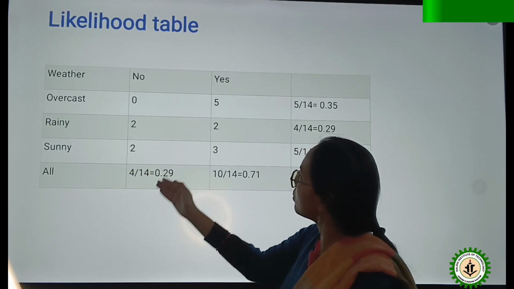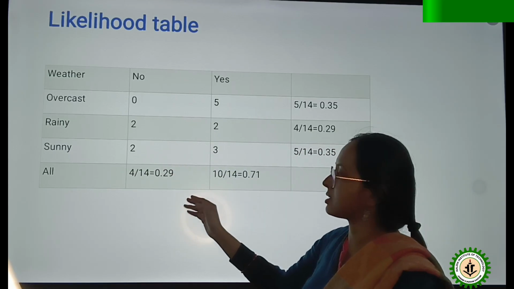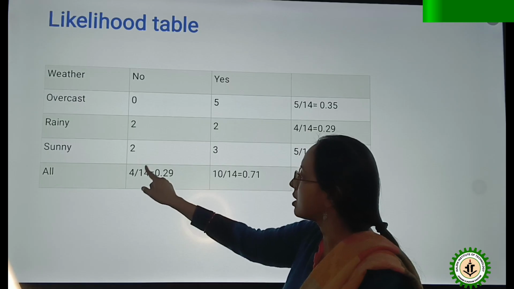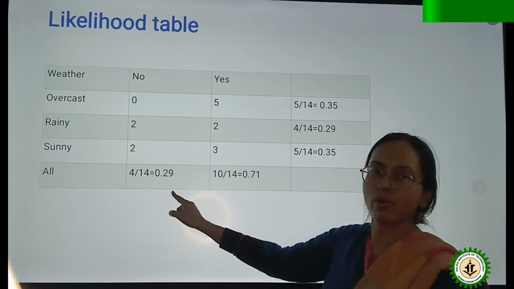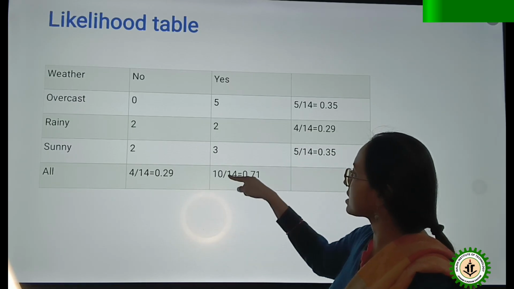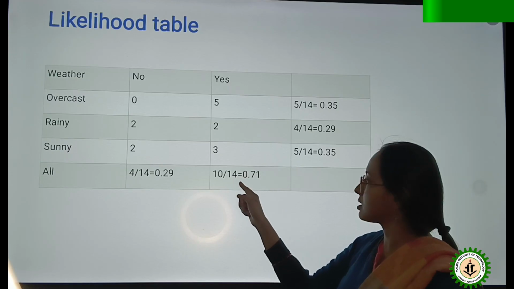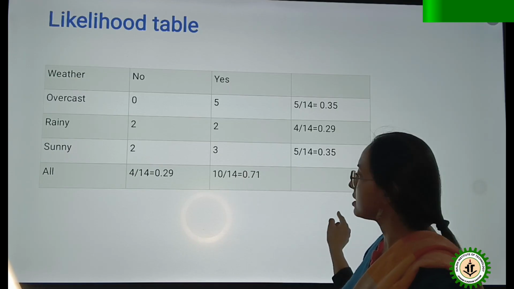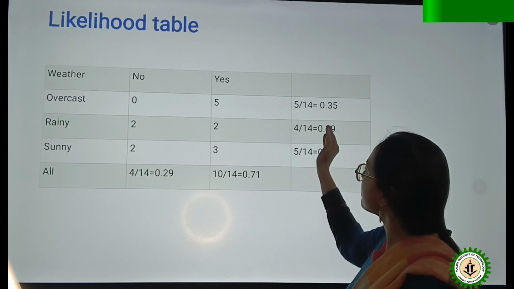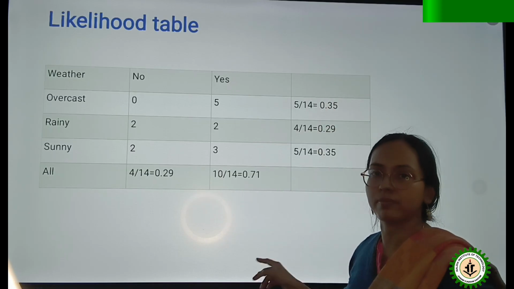Again, for the entire no class and the yes class, you are considering 2 plus 2, 4, divided by 14, which gives you 0.29, and here it is 10 records which fall under the yes category, so 10 by 14 gives you 0.71. So all these values will be required later on when we will be applying the Bayes theorem.